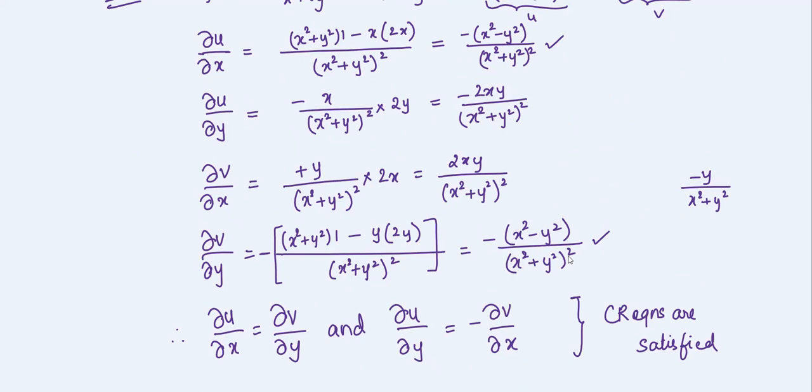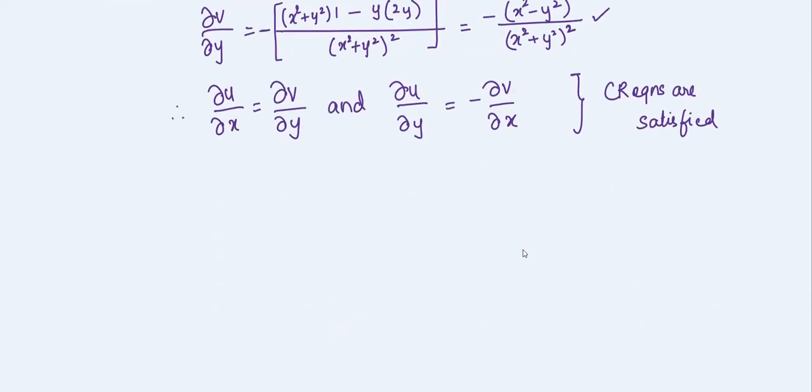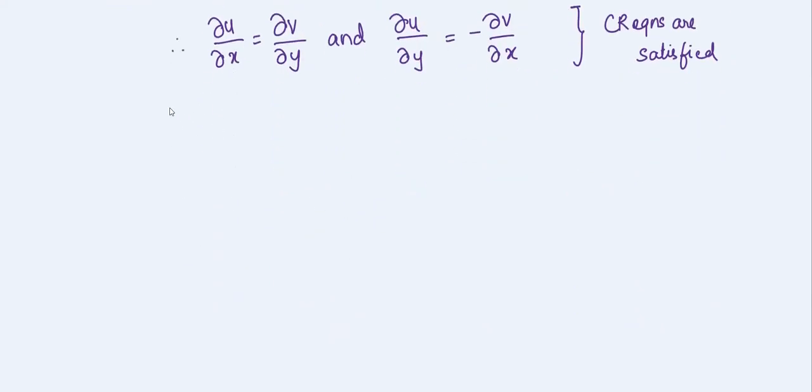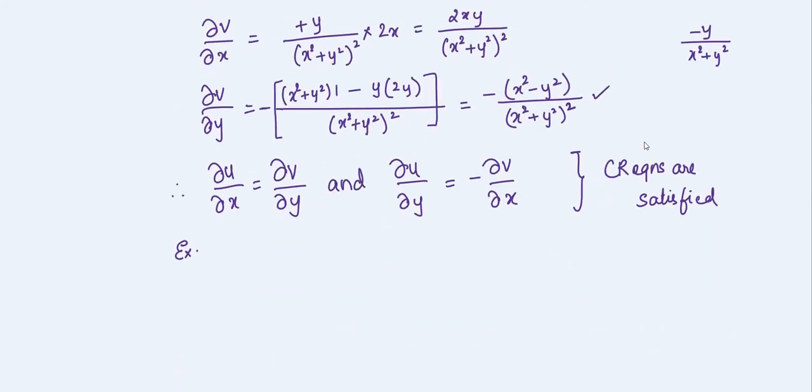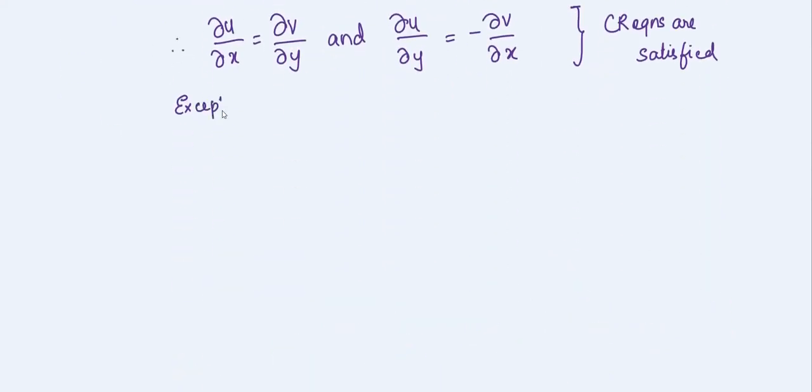Because denominator is whole square here, suppose y tends to 0, you will get x square by x power 4, that is 1 by x square, and as x tends to 0, it is infinity, undefined. So the function itself will not be defined there. So that's the problem. Except for z equal to 0 plus I times 0, function is analytic throughout.